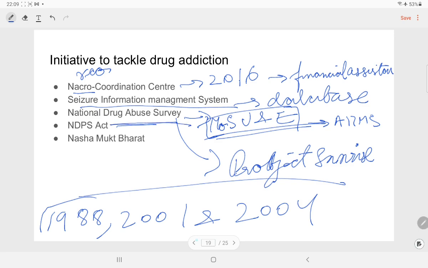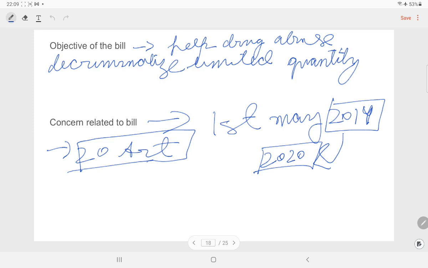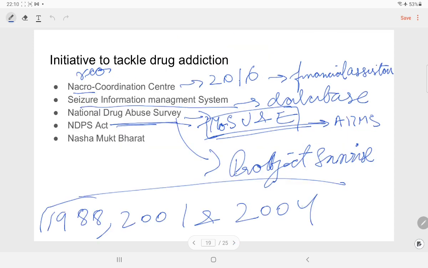So there is a small correction I want to make. I said here that this act was amended in 2020. No, it was not amended in 2020. It was amended thrice, in 2014 itself. So here also one correction, 2014, I'm sorry. So there's this Nasha Mukt Bharat Abhiyan also. The Government of India has launched it for removing all kinds of drug abuse cases and to make India drug free, meaning free from use of unprescribed drugs.